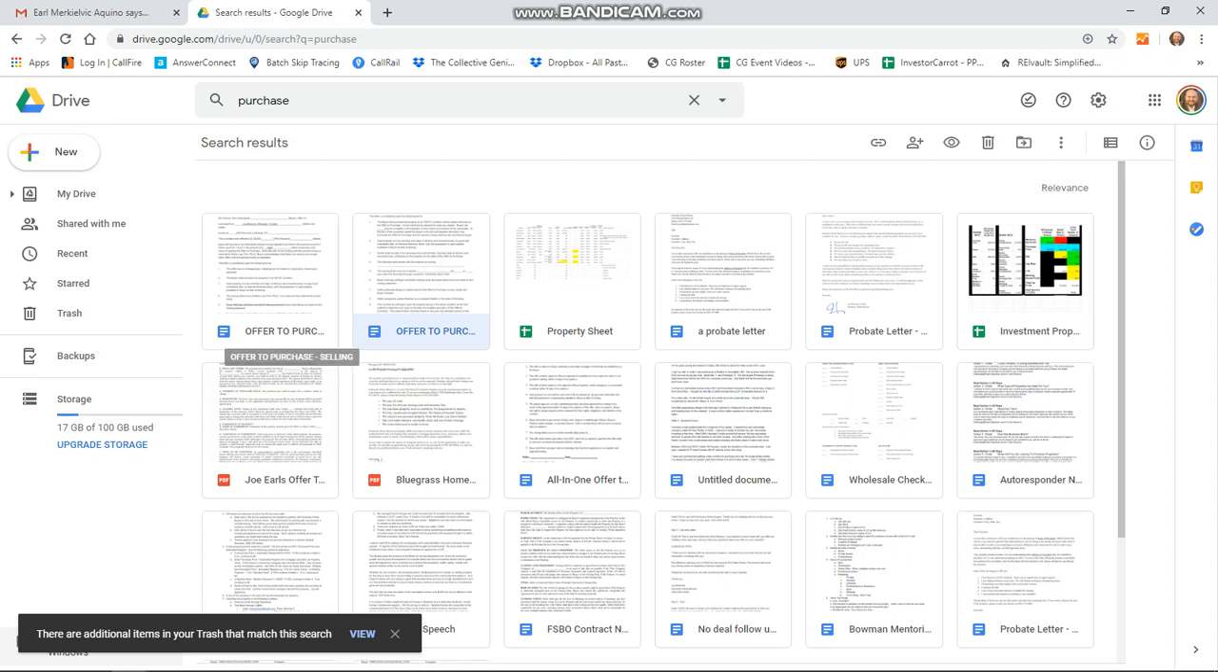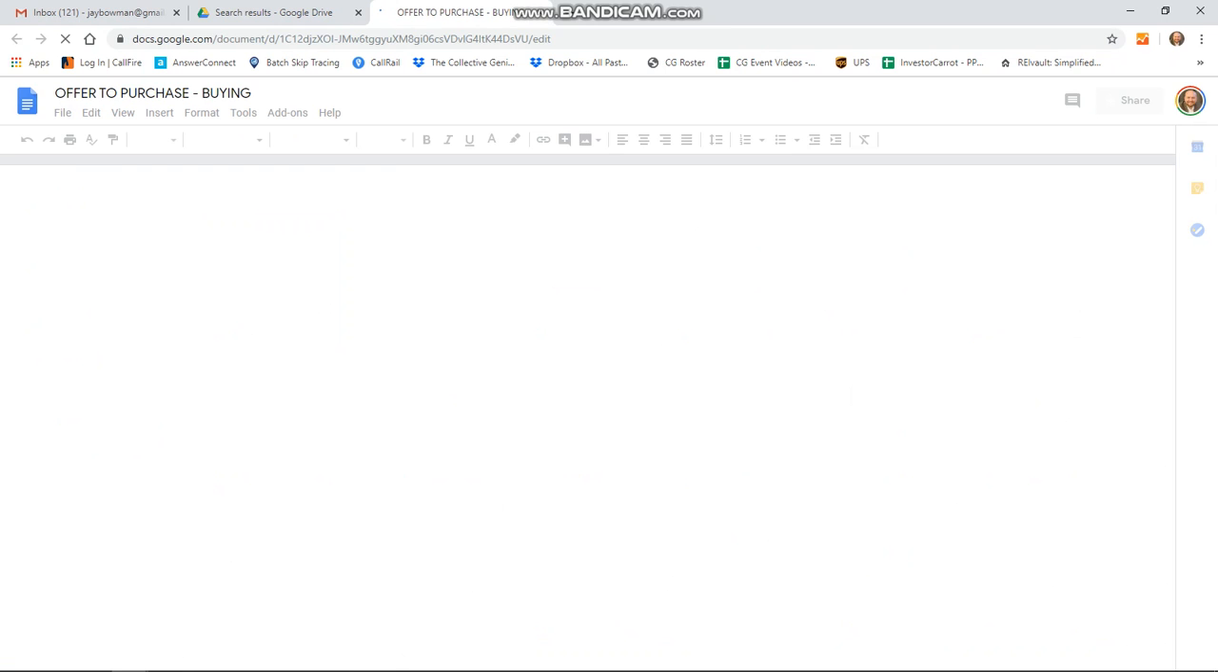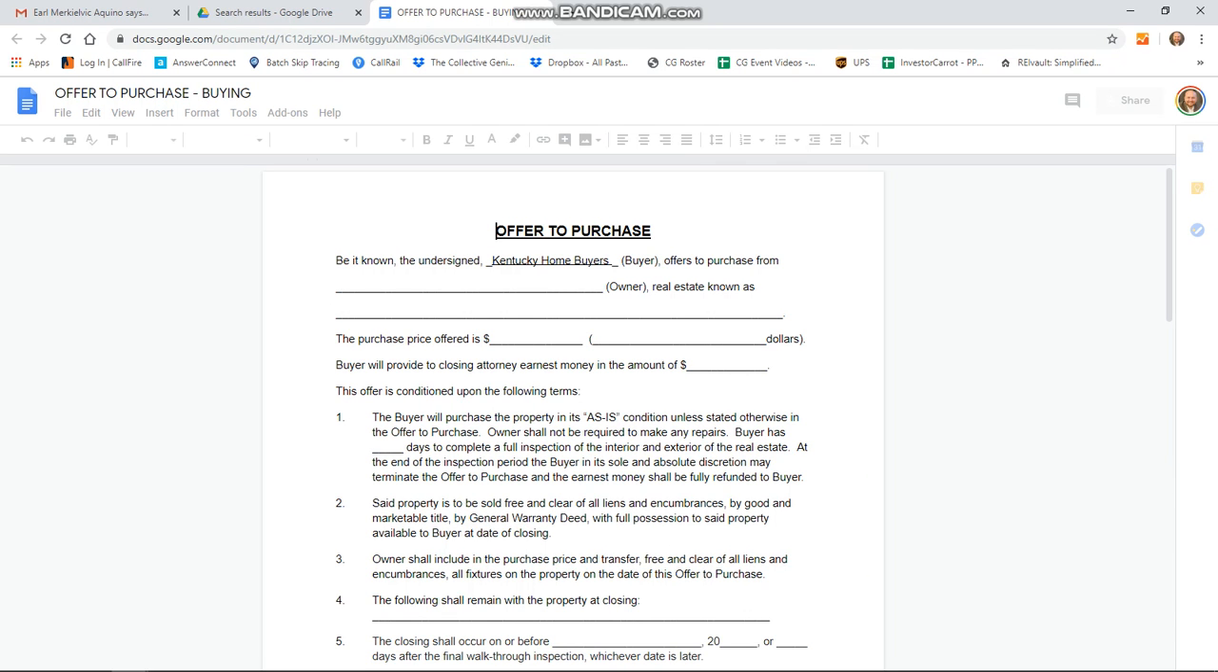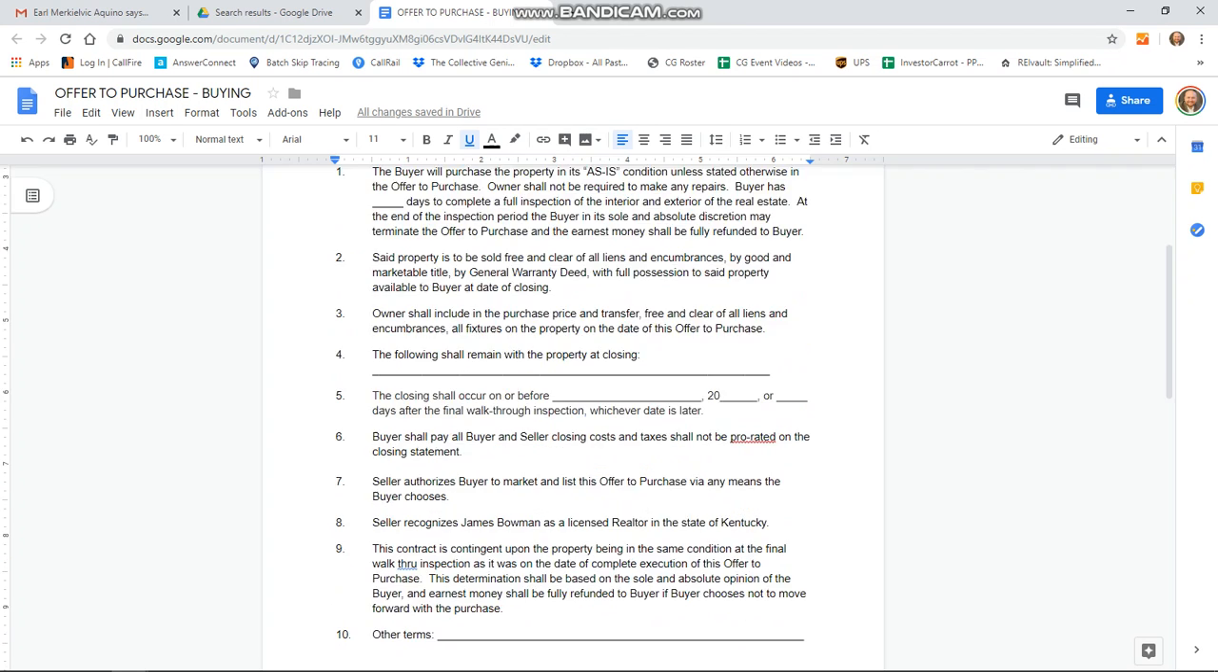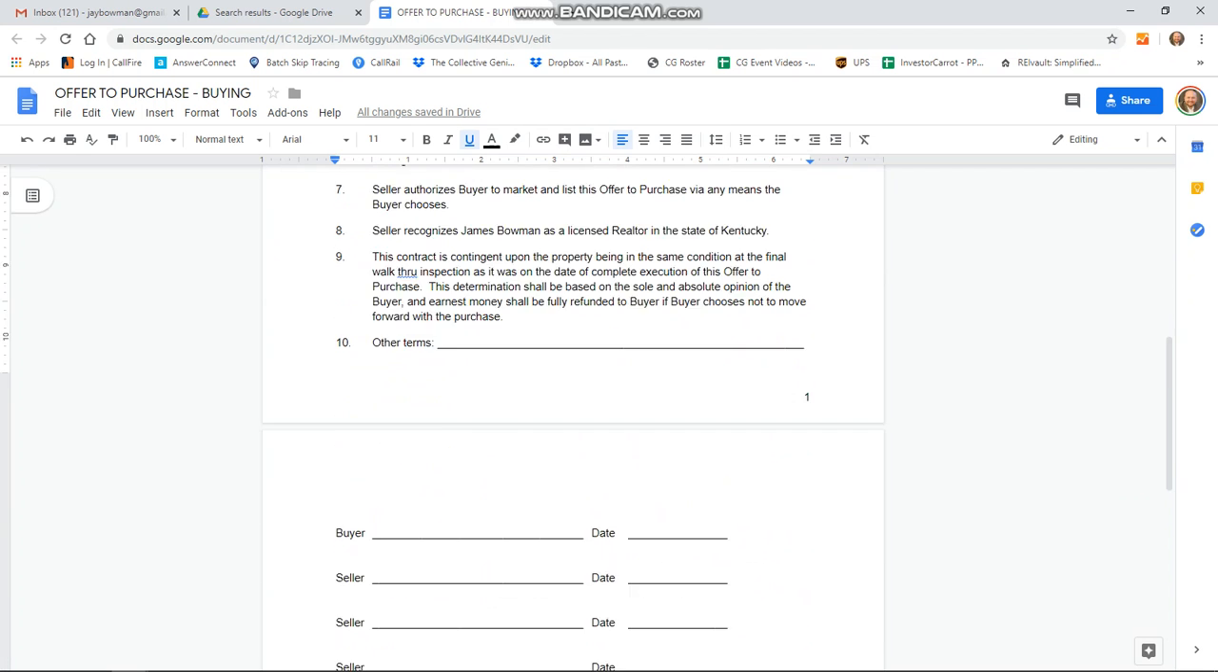So this is the offer to purchase when I am buying a property. It's labeled offer to purchase by. And we're going to remove this because, oops, that's not what I want, but we're going to do that. Okay. So this is when I am purchasing property.